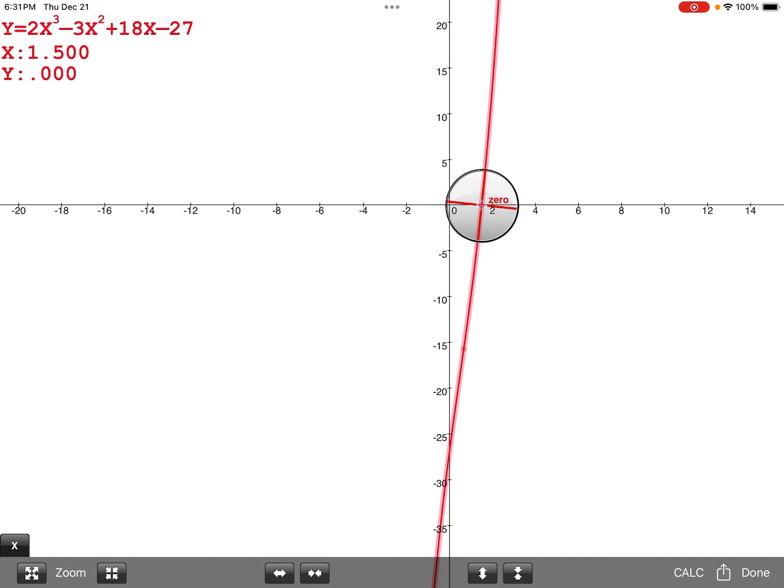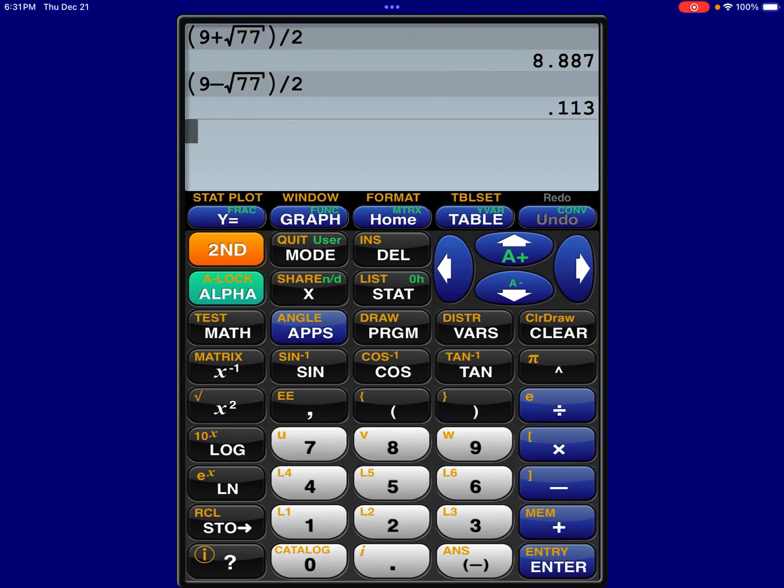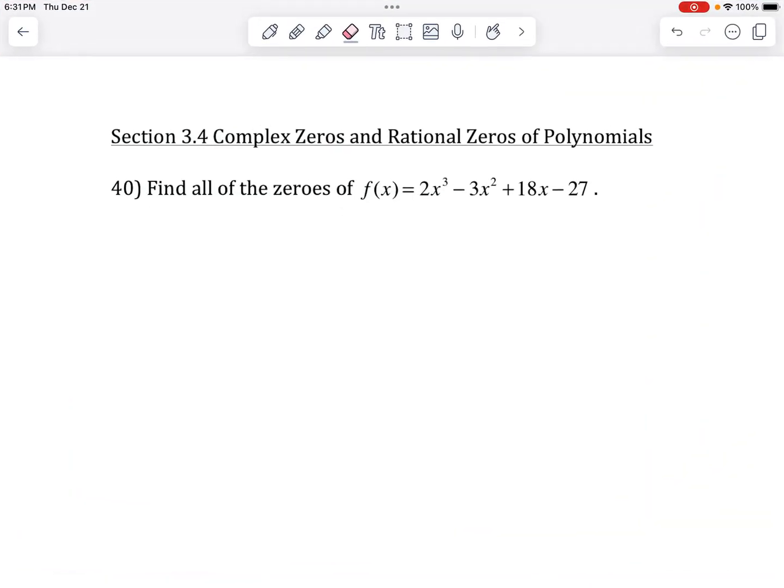So finding one solution from the calculator is important. We've got x equals 1.5. Then go back to our work. And so x equals 1.5 is a solution from the graph.